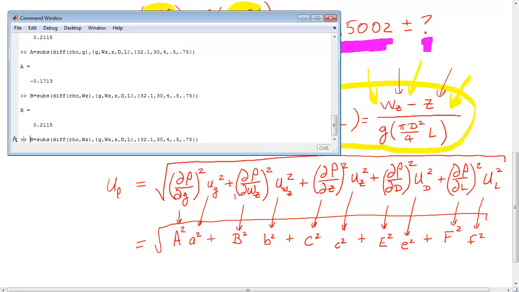Capital C, I'm using the arrow up key. Capital C is the differential with respect to what? It's the differential over here with respect to Z. So I have a C. Now I need to take the differential with respect to D and make it an E. I've got to be careful about this.